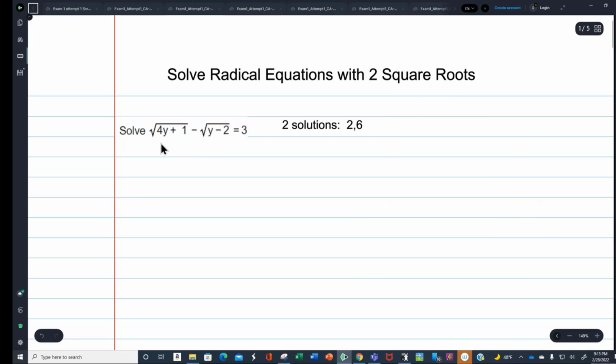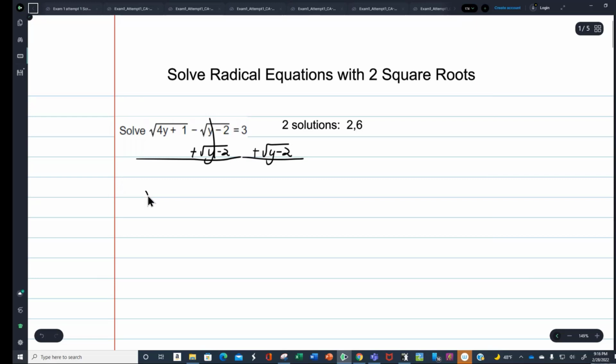First, I isolate one of the radicals. The easiest one to isolate is the first one, which is positive. I'm going to add the negative one over to the other side, plus the square root of y minus 2 on both sides. Negative the square root of y minus 2 plus positive the square root of y minus 2 is 0.